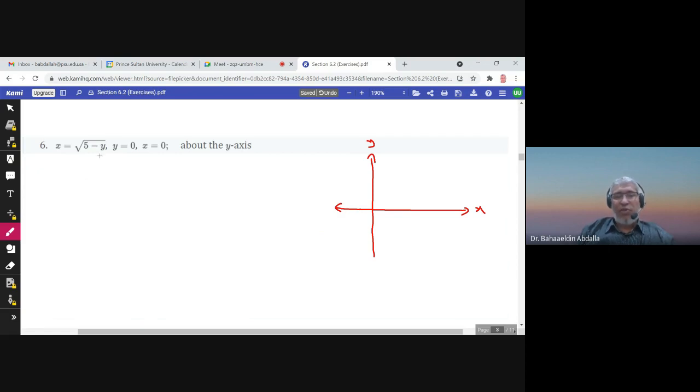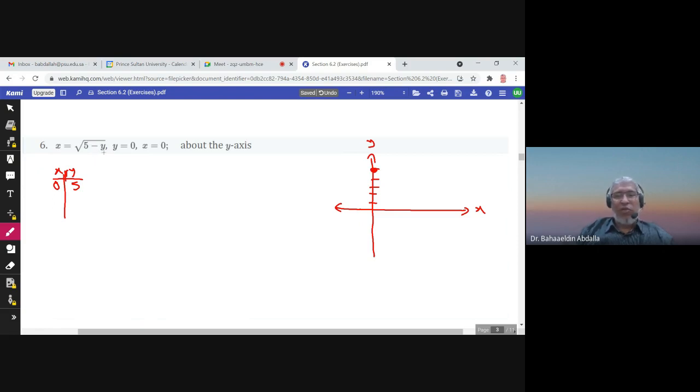If I put x = 0, let me graph it like this. Let me choose some points, okay? Put x = 0. So the square root of 5 minus y equals 0. 5 minus y would be equal to 0, or y is 5. So 1, 2, 3, 4, 5. This is one of the points, and it's the y-intercept actually.